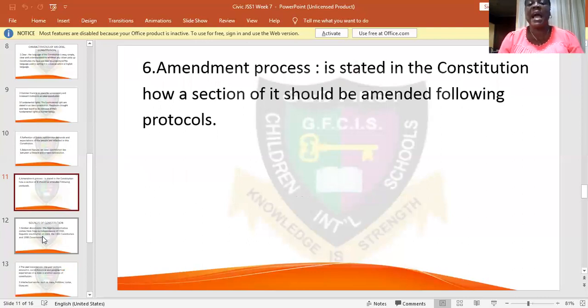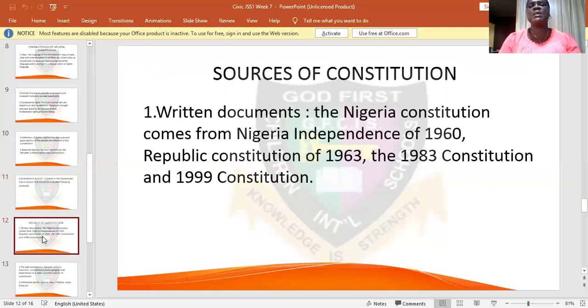Another one is the amendment process. In the constitution, the process to be followed whenever any amendment is to be made is stated. That is talking about the flexible part of the constitution. The amendment process is well stated: how they're going to do it, what they're going to do, and the process they're going to follow. Let's look at the sources of constitution.